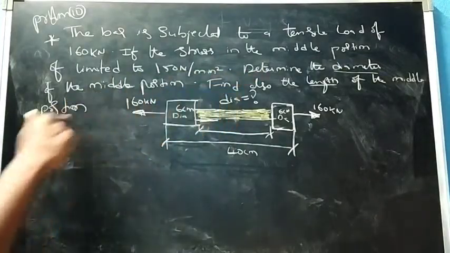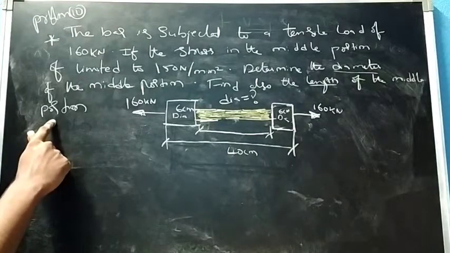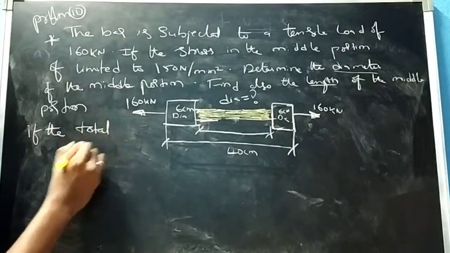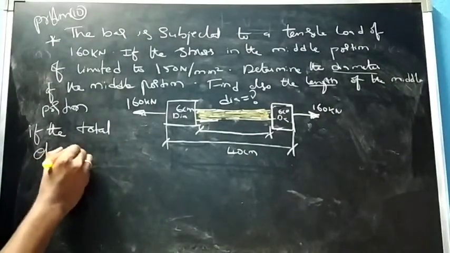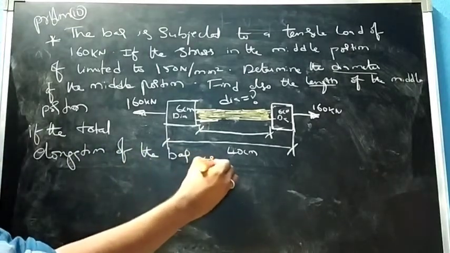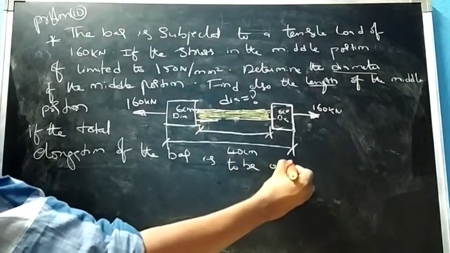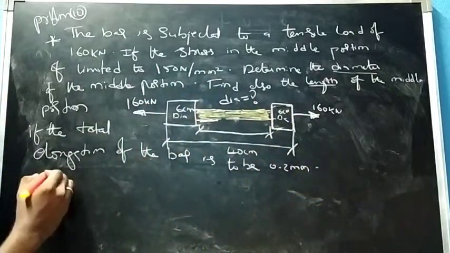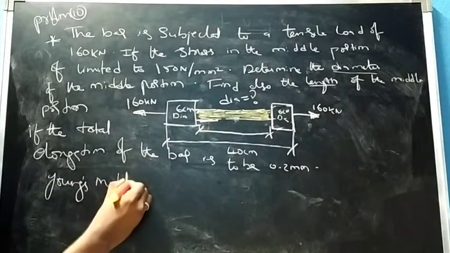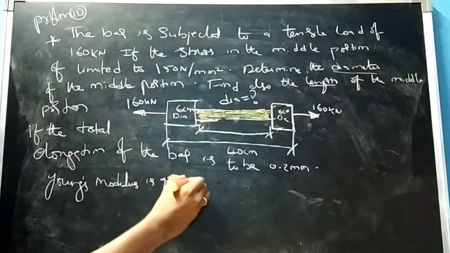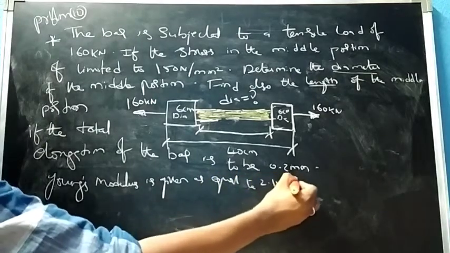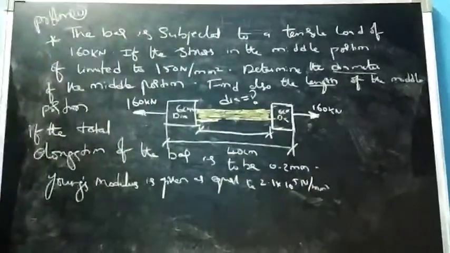To find the length of the middle portion, if the total elongation of the bar is to be 0.2 mm, okay, and the Young's modulus or elastic modulus is given as equals to 2.1 into 10 to the power of 5 Newton per mm square. Right? This is the question.